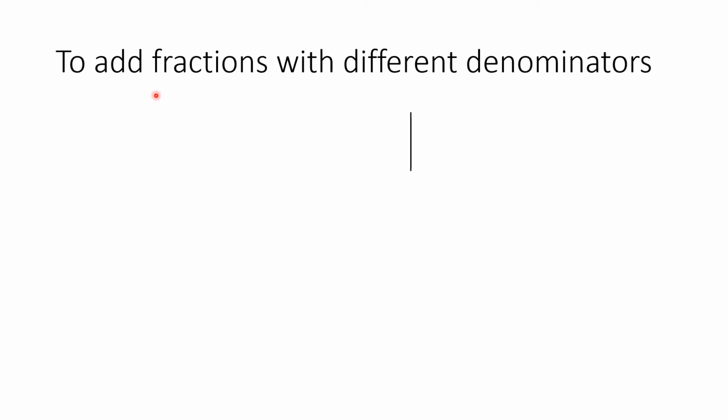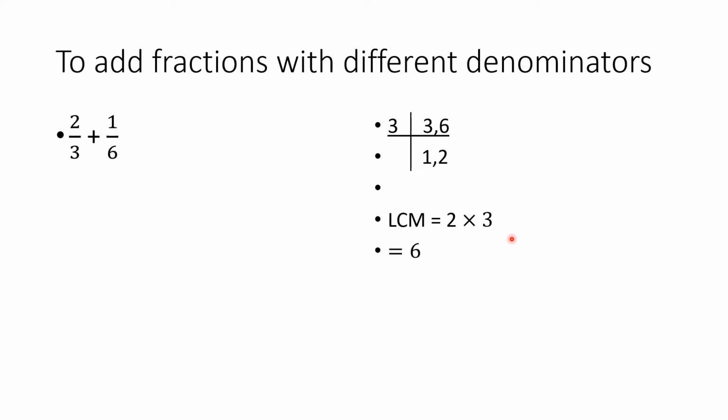We can understand addition by one more question. 2 by 3 plus 1 by 6. Here is also denominators are different. So what we will do? We will write 3 and 6 here and we will find out LCM. 3 ones are 3, 3 twos are 6. Because 3 is a common divisor of 3 and 6. Now LCM will be 3 multiplied by 2. It means 6 is the LCM.